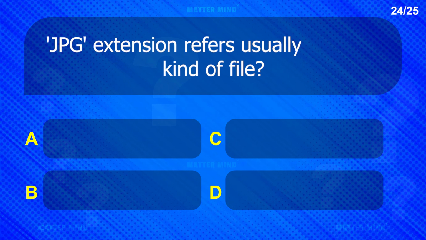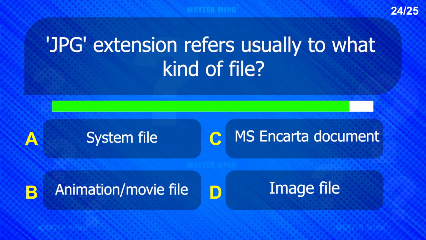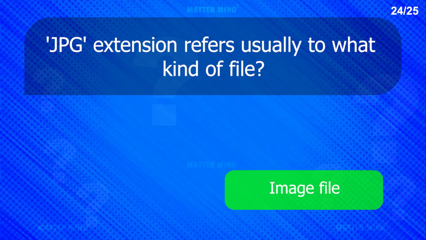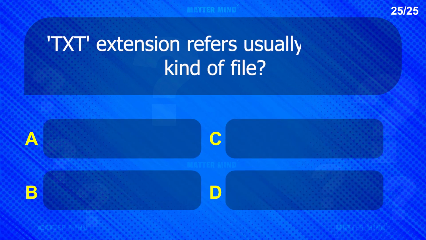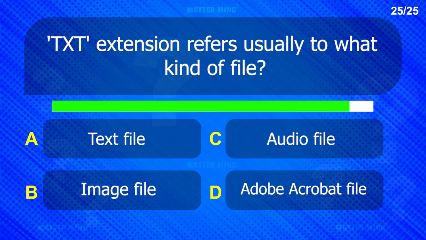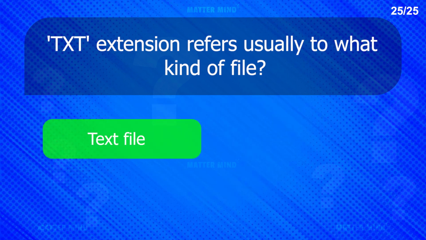JPG extension refers usually to what kind of file? Image file. TXT extension refers usually to what kind of file? Text file.